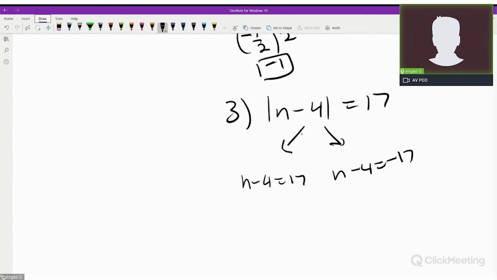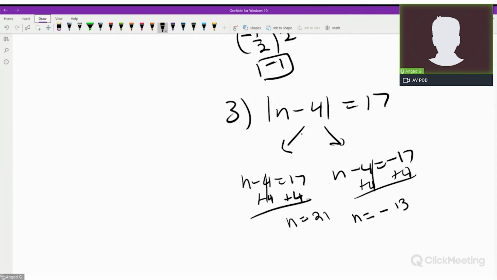Because if the absolute value of x is equal to 3, the absolute value of negative x is also going to be equal to 3, right? So that's how this works. So we have n minus 4 is equal to 17, and n minus 4 is equal to negative 17. What we're going to get by itself is n, so we add 4 on each side. We get n is equal to 21, and n is equal to negative 13.